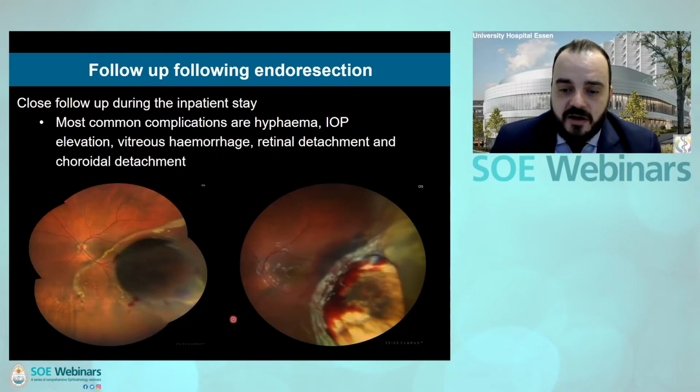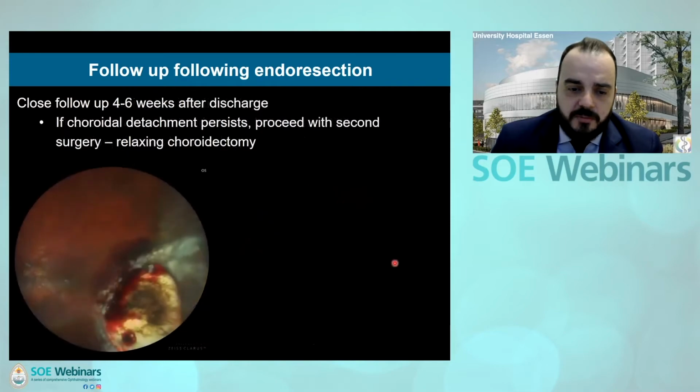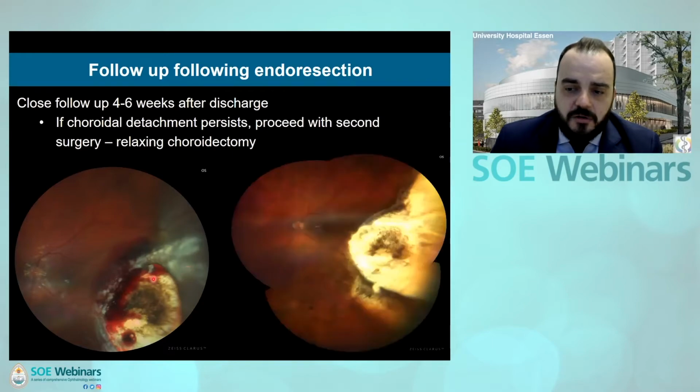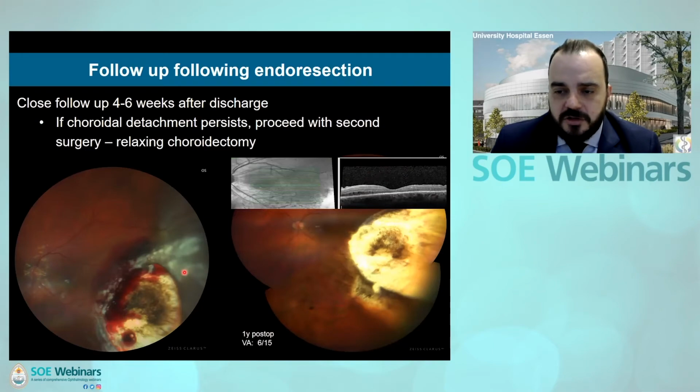We also closely follow up these patients during in-stay. You can see here early complications: silicone oil in the anterior chamber or hyphema, or retinal detachments or choroidal detachments. You can see here the choroidal detachment. We will wait for a couple of weeks. If it persists, then we will proceed with a second surgery and cut the choroid here, a relaxing choroidectomy, with pretty good results actually following the silicone oil removal.